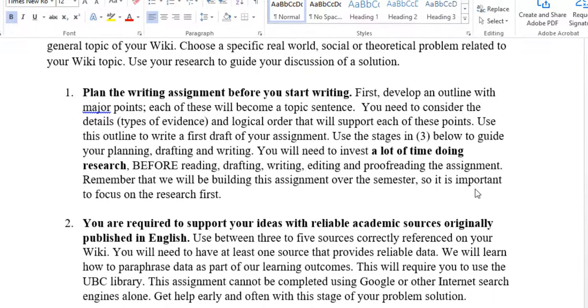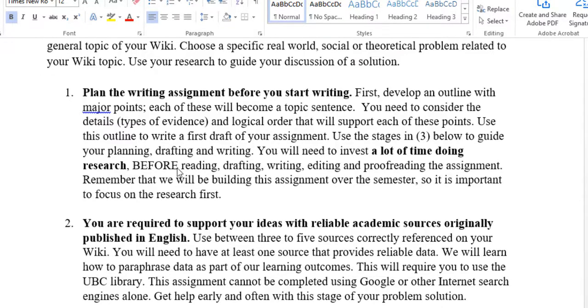So first says plan the writing assignment before you start. This is very important, and the homework is going to help you do that. So you want to develop an outline of major points, and you want those to become your topic sentences. So you want to consider what kind of evidence you're going to use, and use the stages below that we're going to talk about to guide your planning. You're going to need to invest time doing research. I cannot stress this enough. This is a research paper, and most of the time is going to be used doing the research.